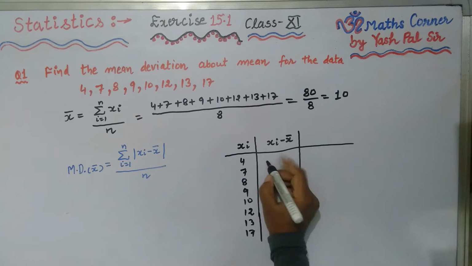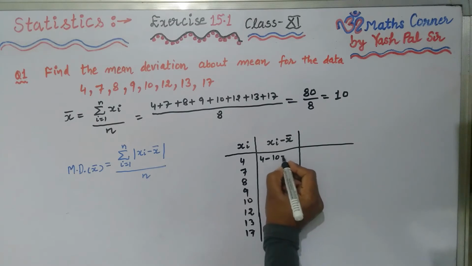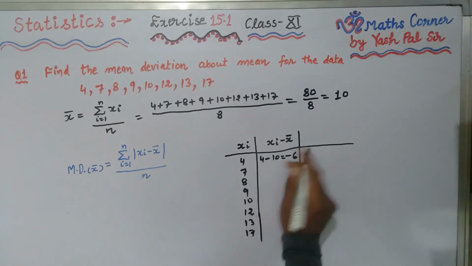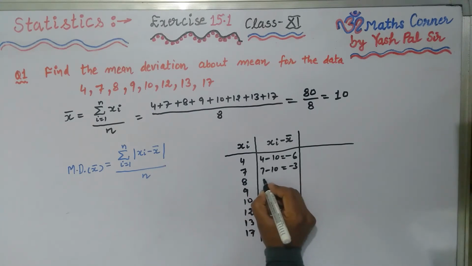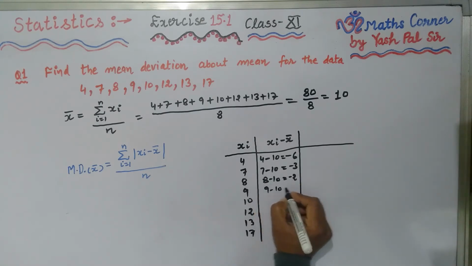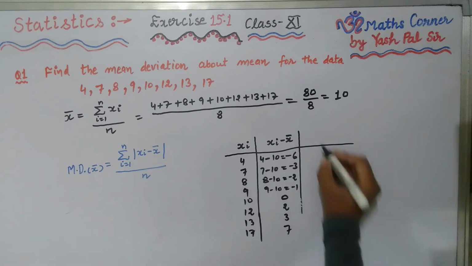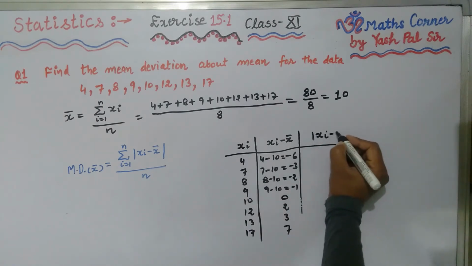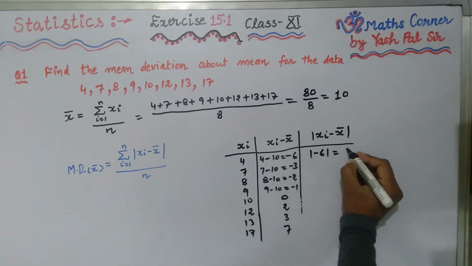Now xi minus x bar, that is 4 minus x bar, which is 10, 4 minus 10, which is equal to minus 6. Next is 7 minus 10, which is equal to minus 3. Next is 8 minus 10, which is equal to minus 2. 9 minus 10, which is equal to minus 1. 10 minus 10 is 0. 12 minus 10 is 2. 13 minus 10 is 3. 17 minus 10 is 7. Now we take the modulus of this xi minus x bar. So mod of minus 6 is equal to plus 6.